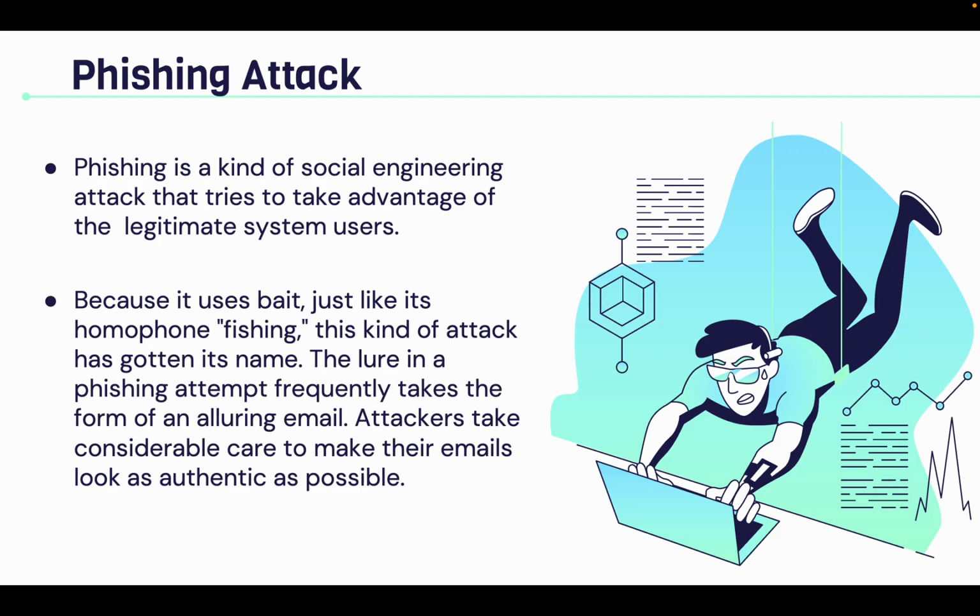The next slide is on phishing attack. It is a type of social engineering attack that aims to exploit legitimate system users. This type of attack earned its name from the homophone "fishing". It uses bait. In a phishing attack, bait often appears as a compelling email or a legitimate email. Attackers go to great lengths to ensure that their email appears as legitimate as possible.